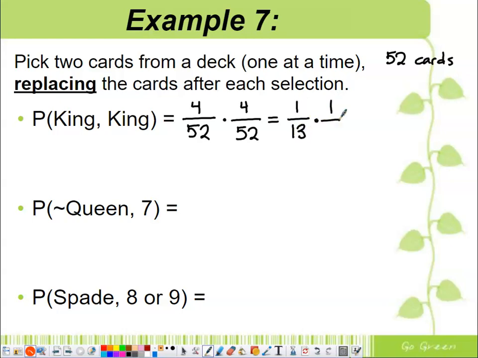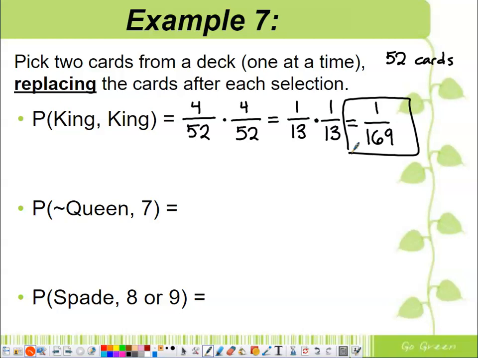And then again, we have 1 over 13. The trick with this lesson is simplify your fractions and then multiply across. So 1 times 1 is 1, and then 13 times 13, we get 169. So we have 1 over 169, which is a very small chance of happening.